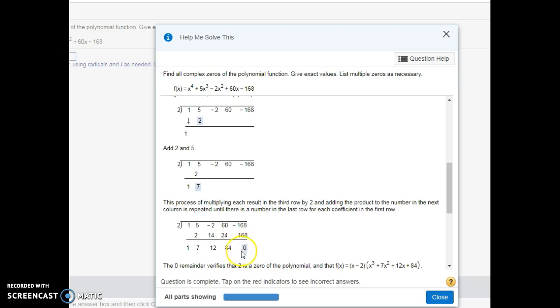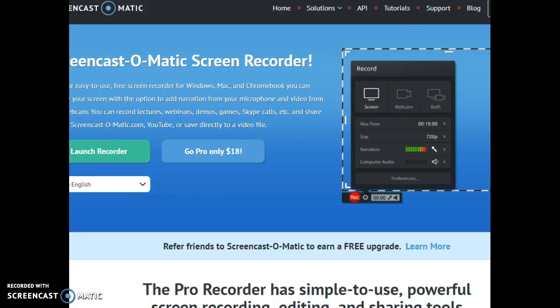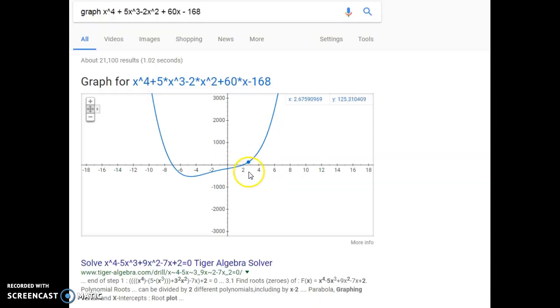So remember, this last answer here in synthetic division is our remainder, which a remainder of 0 proves that x minus 2 is a factor of our original polynomial. That's another way of saying that 2 is a 0 of our polynomial.